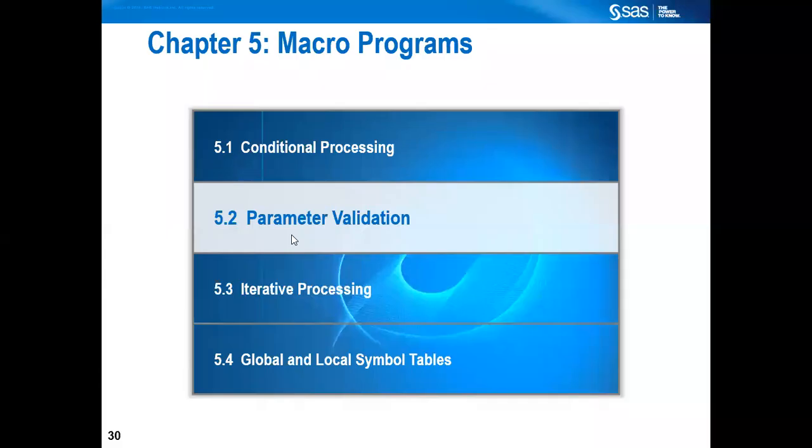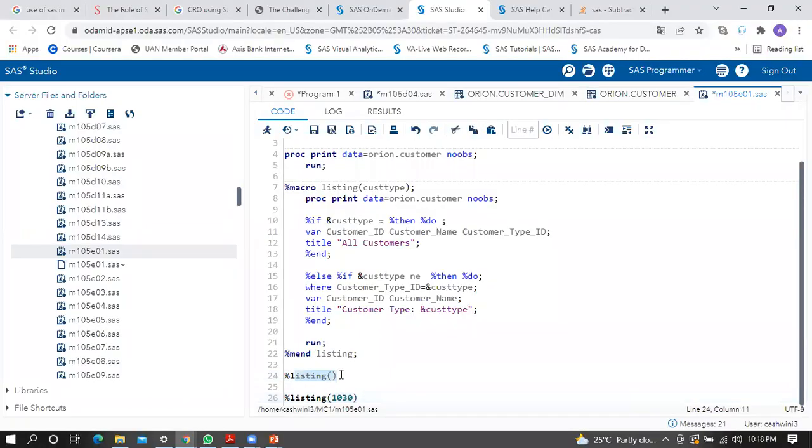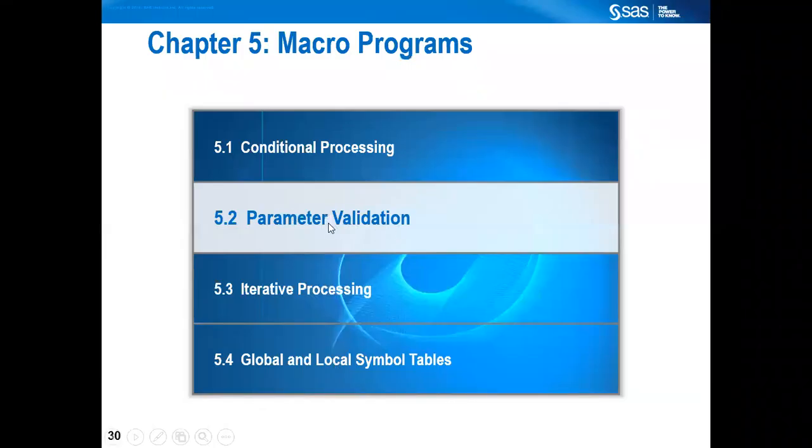Alright. So the next topic is parameter validation. Now in our program, we know what a parameter is, correct? So this is currently the macro with null parameter value. The below macro is being called with the parameter list value, correct? So are these parameter values right or wrong? That is what we are going to validate. Hence it's parameter validation. Okay.